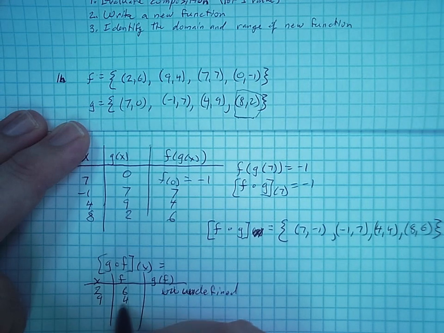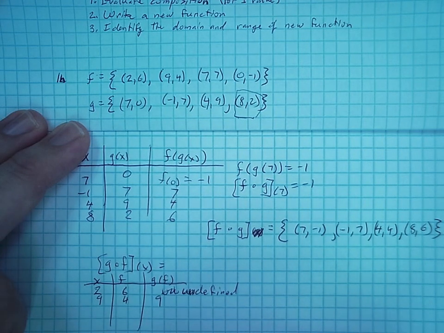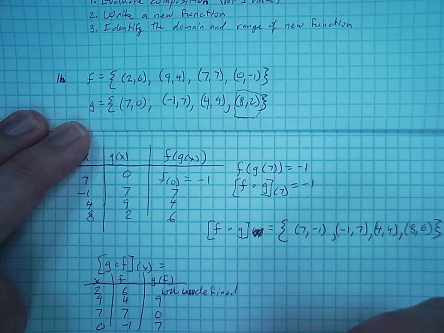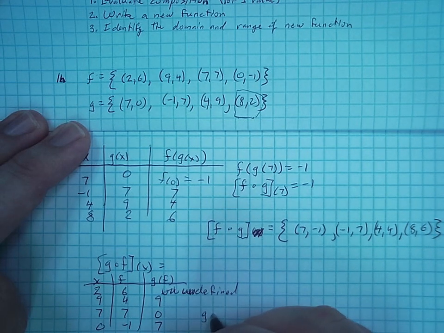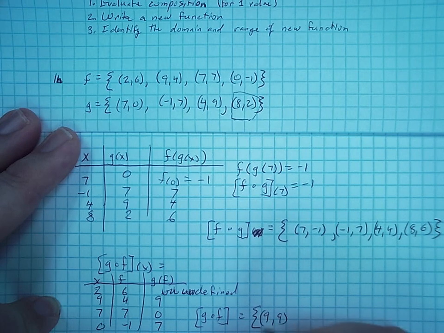But I can try 9. I get 4 from f. If I stick that into g, I get 9. So that works. I can try 7. If I stick 7 into f, I get 7 out of f, which if I stick that into g, I get 0. And I can stick in 0, which f gives me -1, to which g gives me 7. So g of f is (9, 9), (7, 0), and (0, 7).